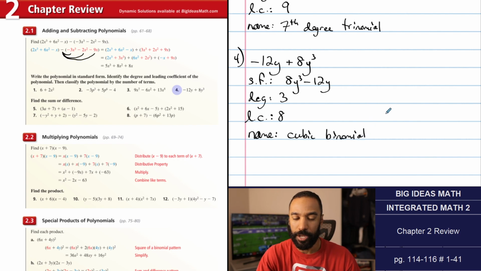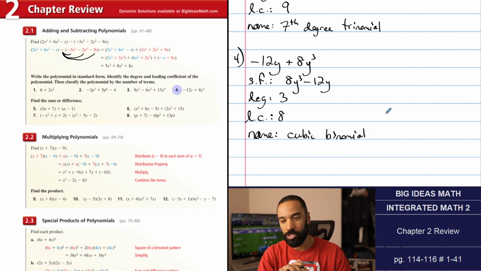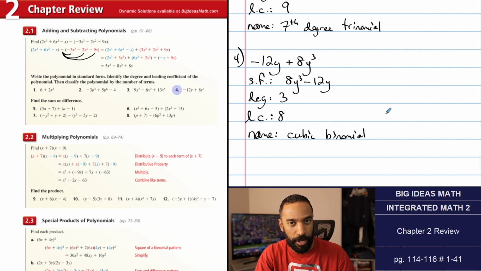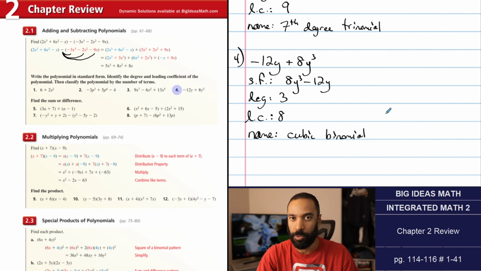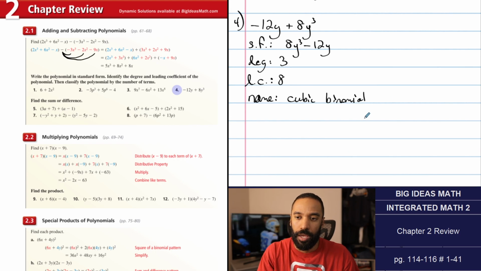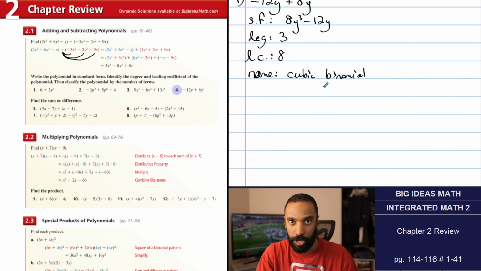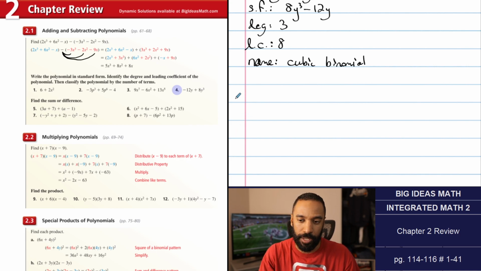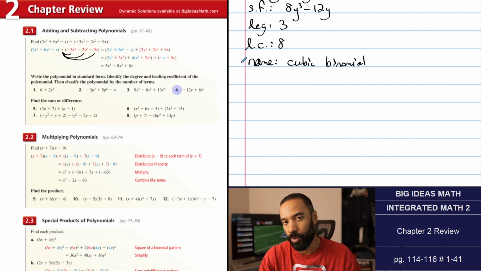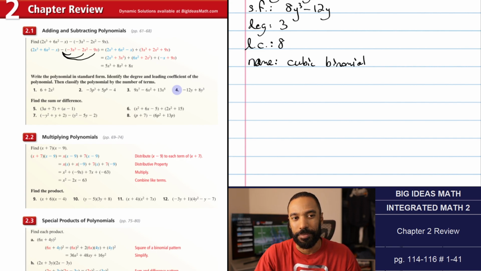They didn't show up here, not in the notes or anything else, but a 1 degree term would be a monomial. A 4 degree term would be a quadrinomial. A 0 degree polynomial would be a constant. A 1 degree is linear, 2 is quadratic, 3 is cubic, 4 is quartic, and all that.